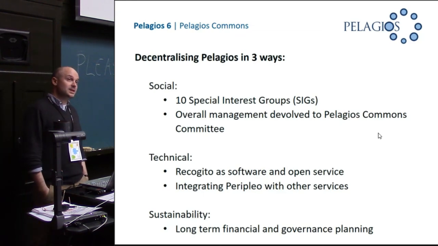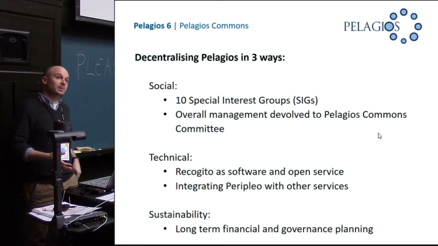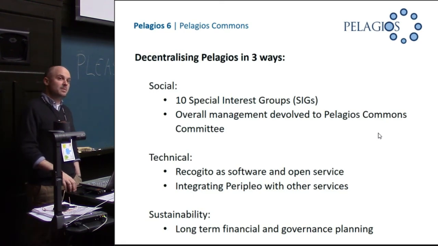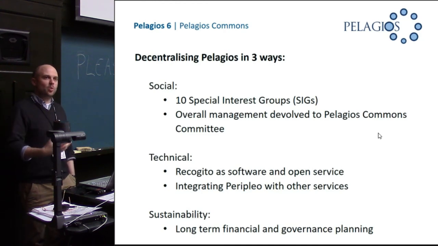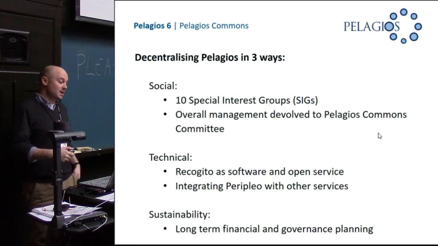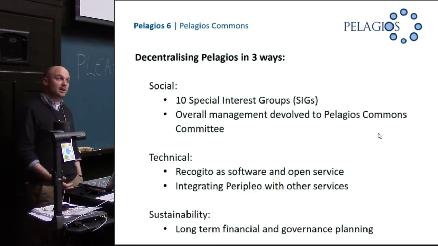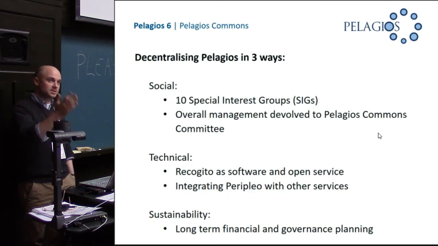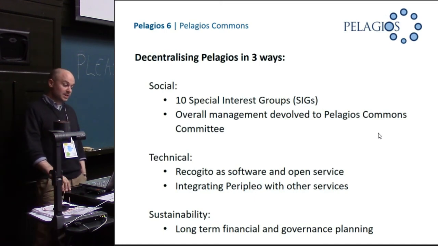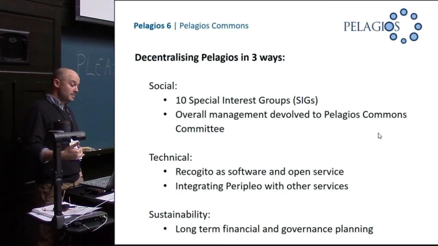Recogito currently is an individually hosted platform, although you can download the source code from GitHub. We're going to make that easier to do, with things like one-click install, as well as having an open hosted service where people can annotate all sorts of materials. We also want to look at integrating Peripleo with other services, and some of the work that Ethan presented is exactly the kind of thing we'd like to see Peripleo working with nicely.